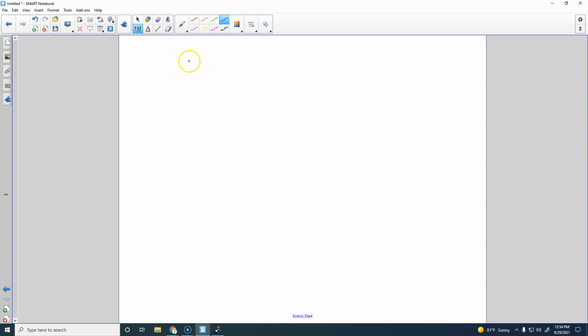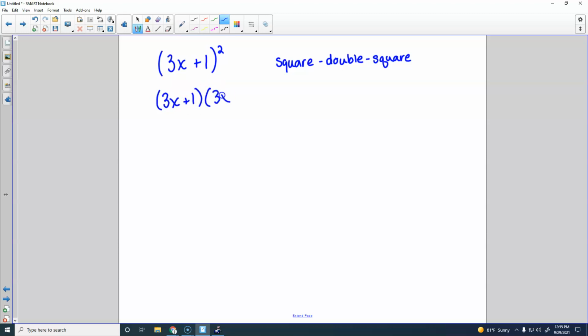All right, so completing the square. The idea behind completing the square comes from this. If I've got 3x plus 1 squared, I have many times been saying square, double, square. Some of you are still writing out 3x plus 1 times 3x plus 1, and you multiply.